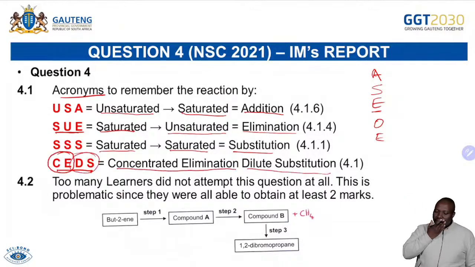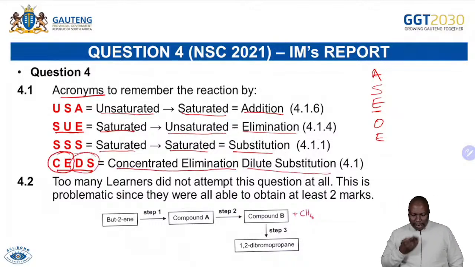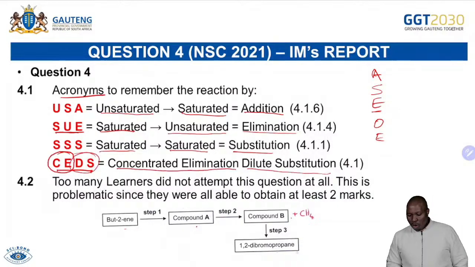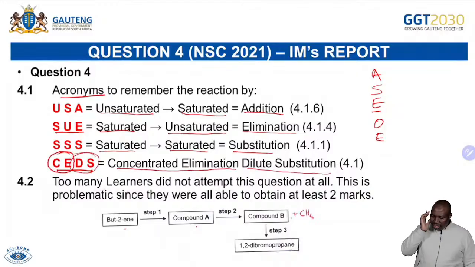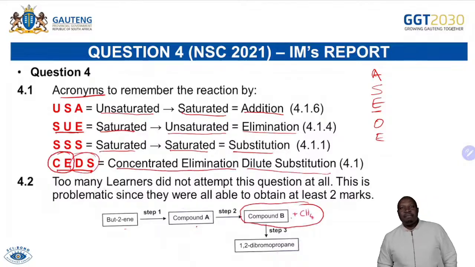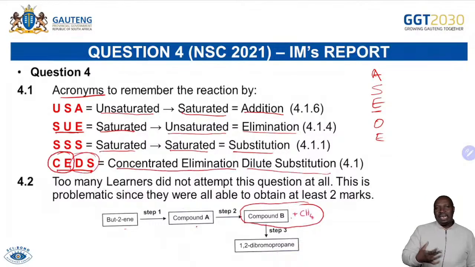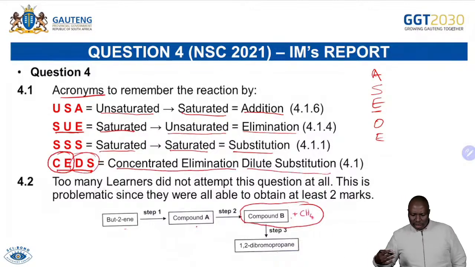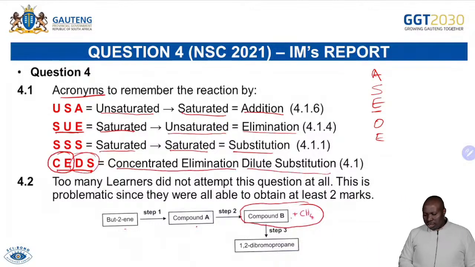And then this was the question that learners were asked in 2021. Too many learners did not attempt this question at all. In this question, learners were given butene, compound A, compound B, and 1,2-dibromopropane. And what learners didn't see here was that the reaction that took place here is cracking. Remember, the cracking in our syllabus is cracking of alkanes. We break down larger alkanes into smaller, more useful ones. So in this case, we had butene, and for it to undergo cracking, it must become an alkane.